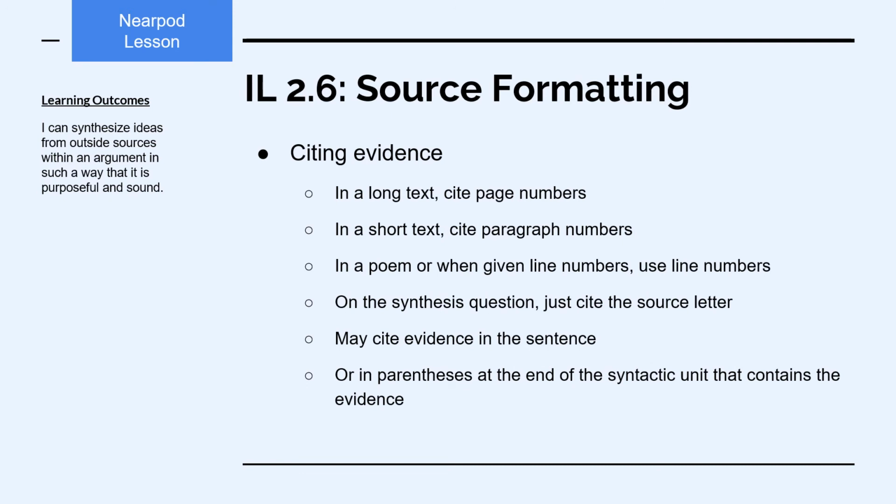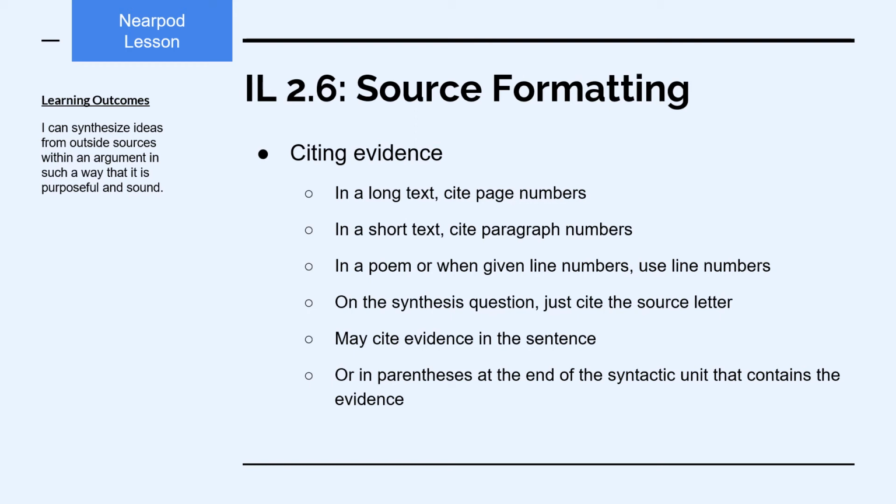Lastly, citing evidence. This is a concept that is surely not new to you. You've been doing this for quite a while. But when you cite evidence, if it's a long text, you want to cite the page numbers. If it's a short text, cite the paragraph numbers. If it's a poem or if it's a text where you're given line numbers, always use line numbers. On the synthesis question in the AP Lang exam, you can just cite the source letter, A, B, C, D, and so on. And you can cite evidence one of two ways.